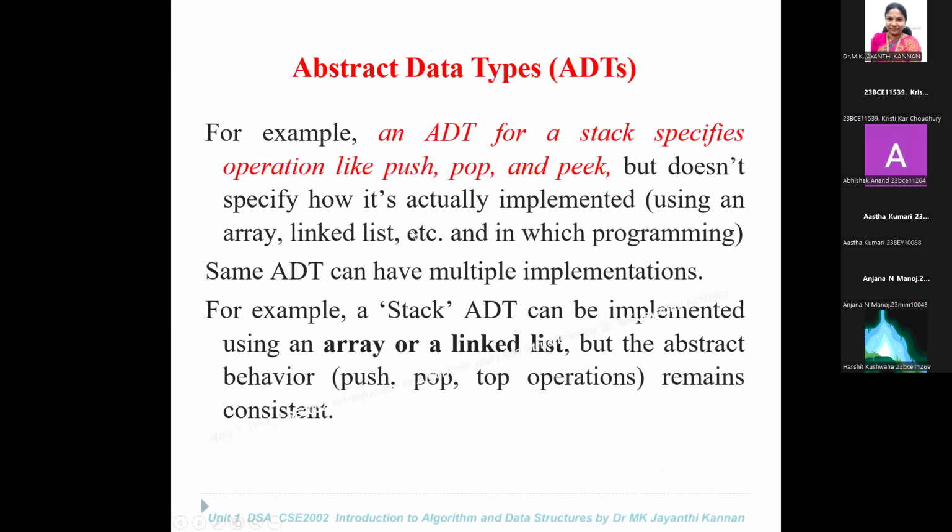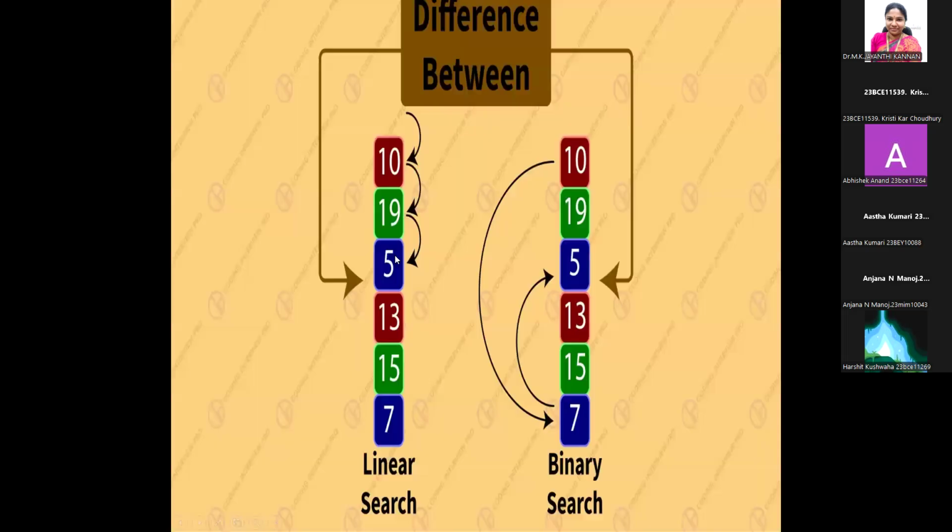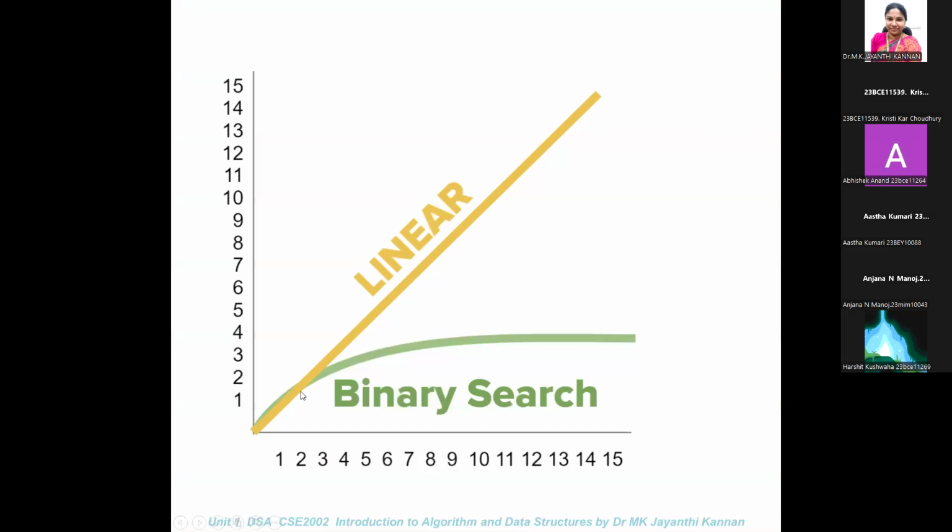And the abstract data types can be created using array or using linked list. Then we discussed what is binary search, what is the difference between linear search and binary search, how the logic differs, the performance or computational efficiency of binary search is almost constant, but linear search we can say is in the exponential form.